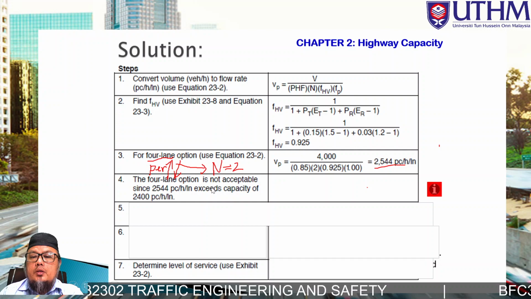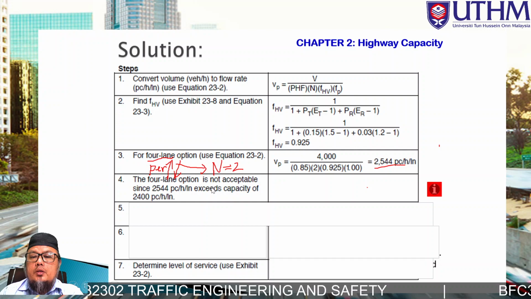Now we calculate the FFS, which is 107.1. The density is 16. If you refer to the nomograph for level of service, you can see 16 is considered C. Somewhere around here, the borderline of C is between 11 to 16. So we take this level of service as C. You can still plot by referring to speed and the flow rate, and you can still get the same value.